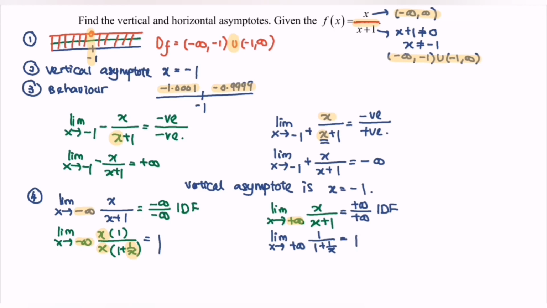So as a conclusion, the horizontal asymptote is y equals 1.